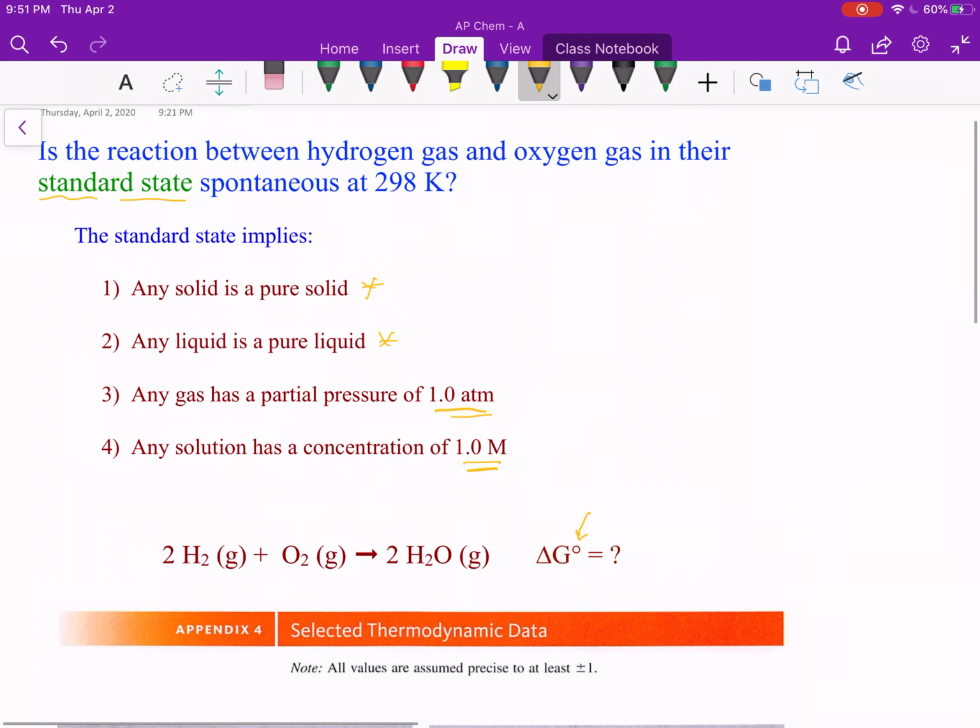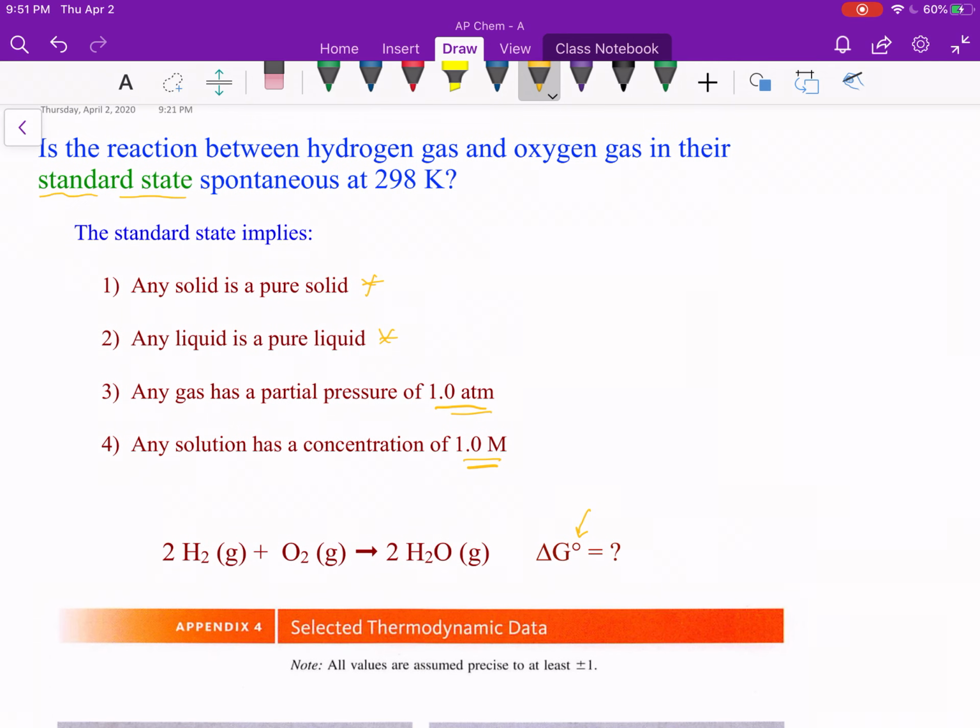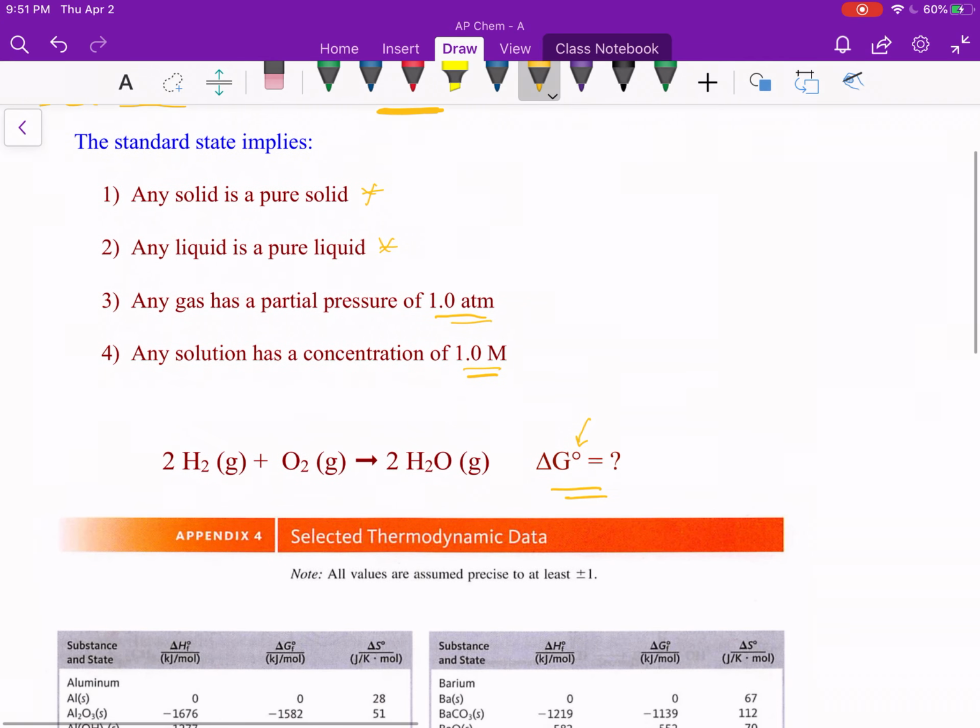So basically we have a reaction here where we have the formation of water from its elements, and we just want to know, hey, is this reaction spontaneous? As we talked about yesterday, we need to know what delta G is in order to do that. There are a couple different ways that we can do this. Number one, since the reaction is at 298, we're able to go to the back of the book.